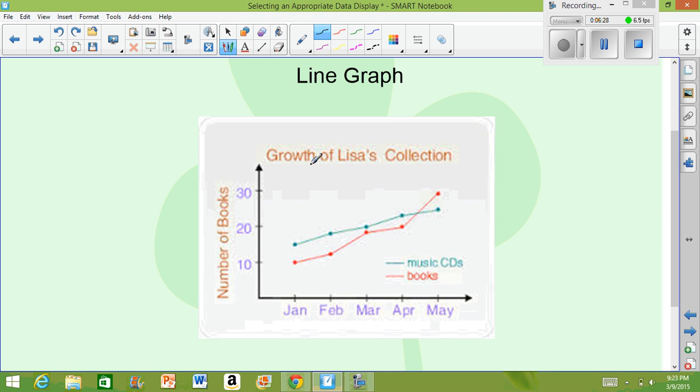So if we look at this information, this one is talking about Lisa's collection. And we have a double line graph because we have two lines going at one time. Our increment of time is in months. And it's talking about the number of books. So we have music CDs and books that we have here. So we are displaying a change over time for a line graph.